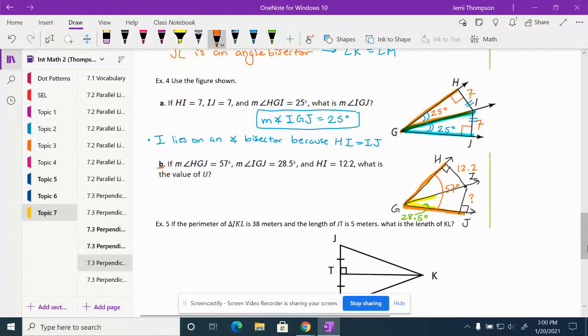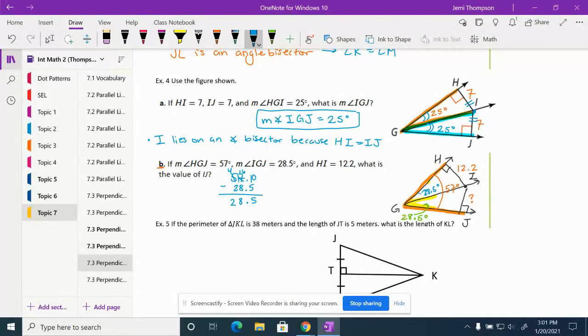All right, so start breaking this apart. What do I have? What do I know? I have the whole angle, HGJ is 57. Let's see if we can figure out what the other small angle is here. So I subtract 28.5. I can't subtract 5 from 0, so I have to borrow. Make that 17, turn that into a 16, make that a 10. 10 minus 5 is 5. 16 minus 8 is 8. 4 minus 2 is 2. So this other angle here is 28.5 also.